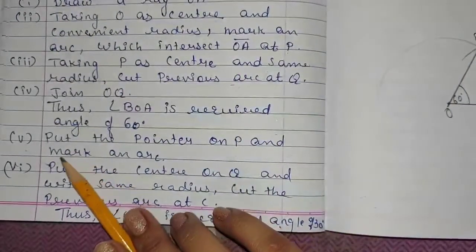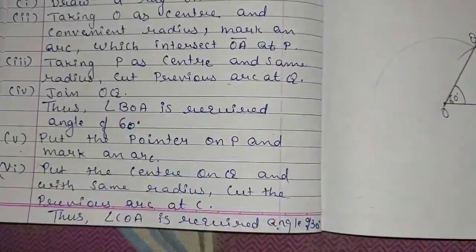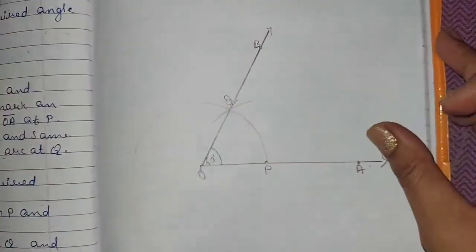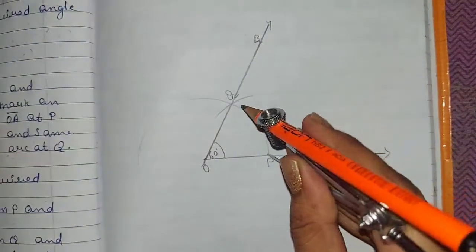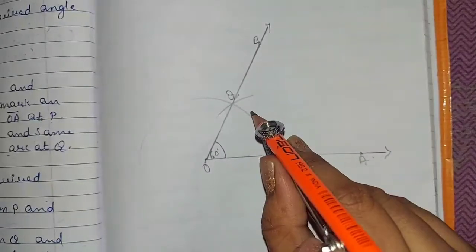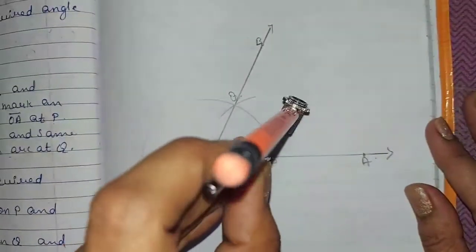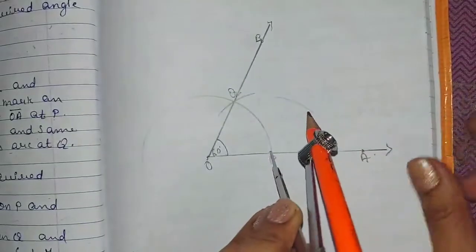Fifth step. Put the pointer on P and mark an arc. So here students, we have to draw an angle bisector. So we will take more than half radius and put the pointer on P and mark an arc. So here with P as a center we have marked one arc. Now let us see the next step.